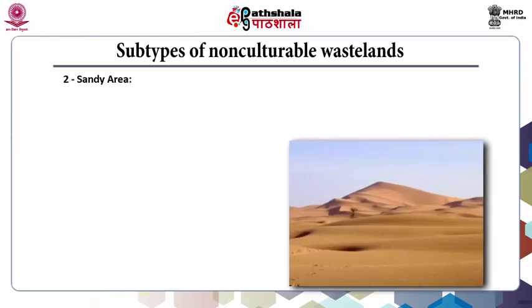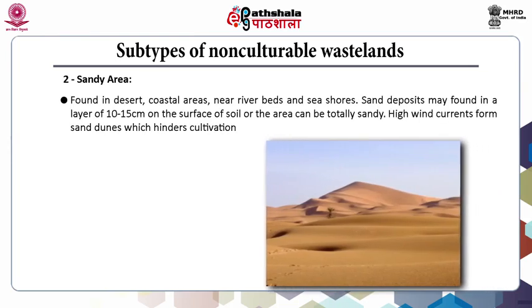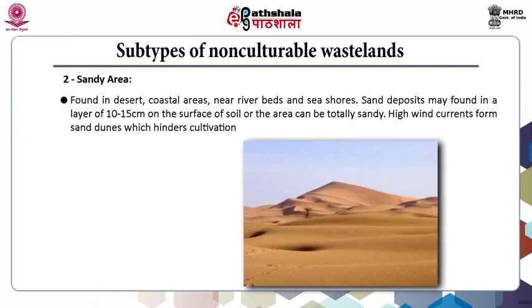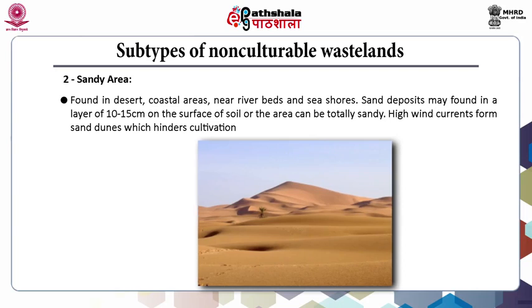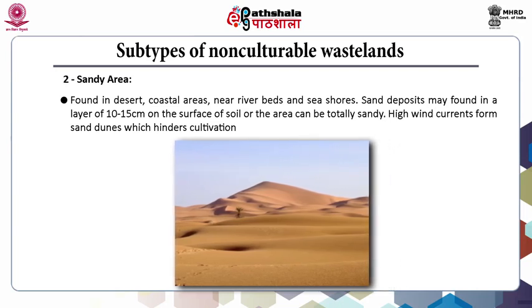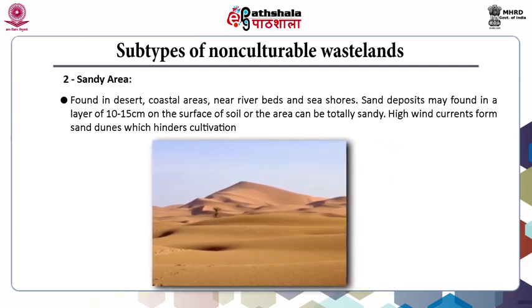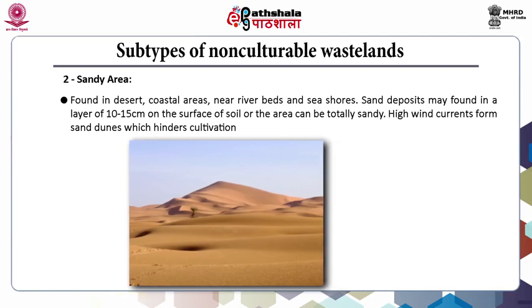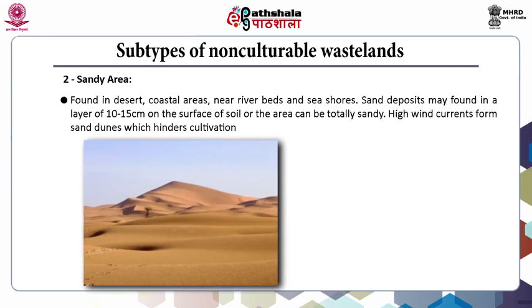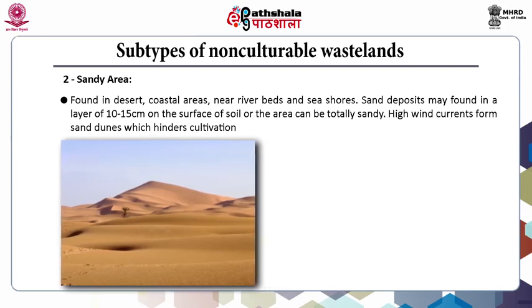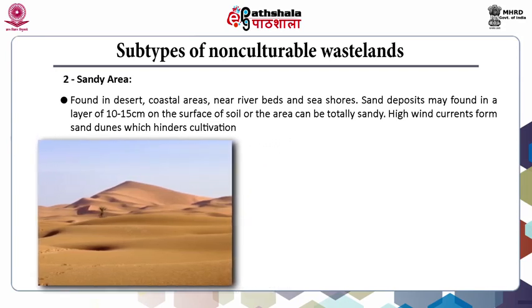Sandy area. These are found in deserts, coastal areas, near riverbeds and sea shores. Sand deposits may be found in a layer of 5 to 10 to 15 centimeters on the surface of soil, or the area can be totally sandy. High wind currents form sand dunes which hinder cultivation.